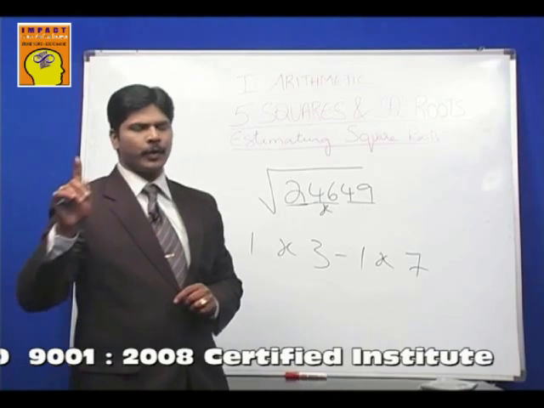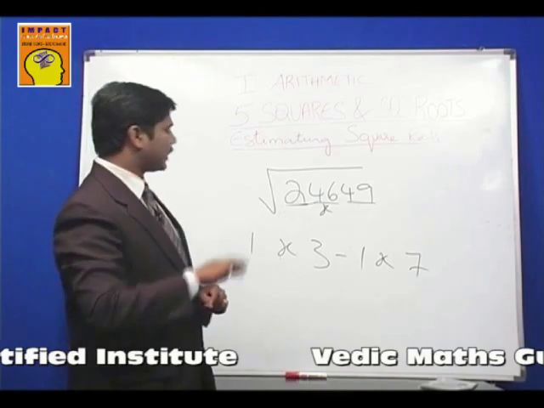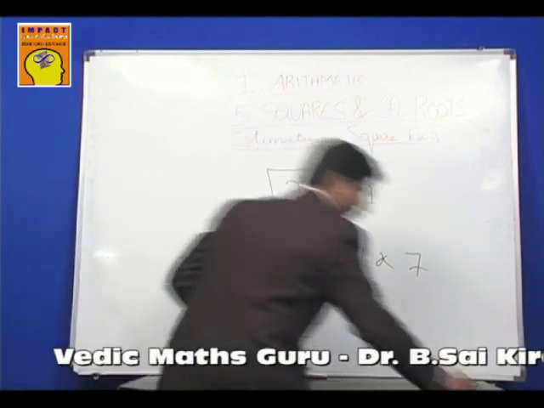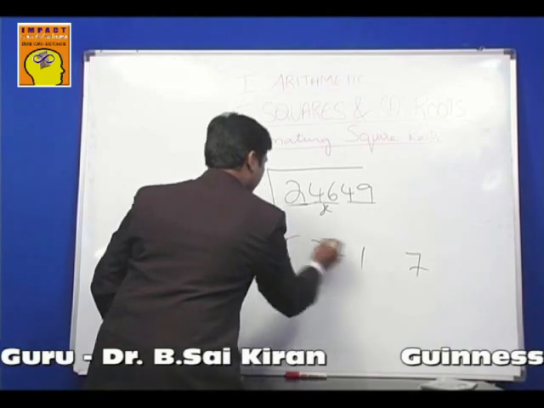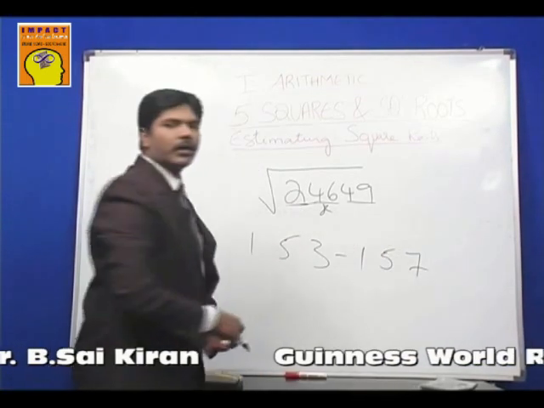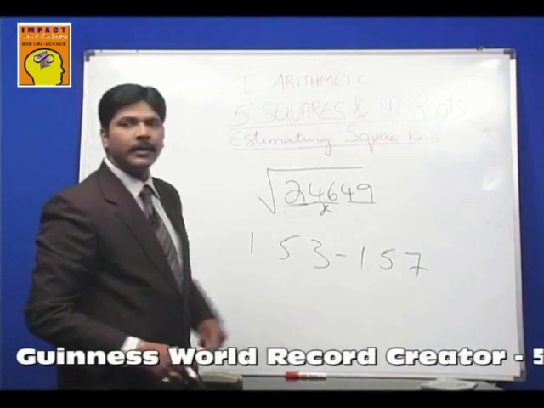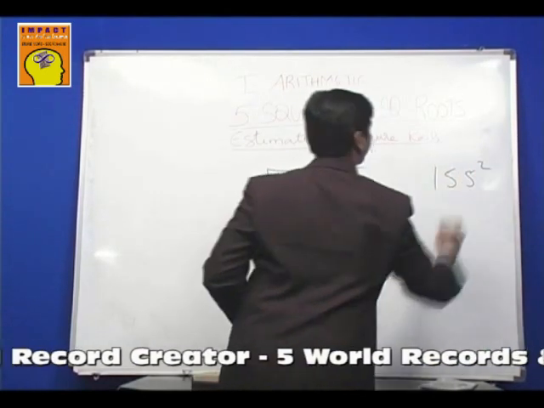Now I know 15 square is 225 and 16 square is 256. So that's very high. So 15 will be the right answer. So I write here 5. So one of these is the answer: 153 or 157. Now how do you check whether 153 or 157? Check out 155 whole square.